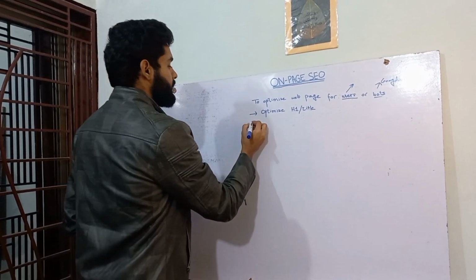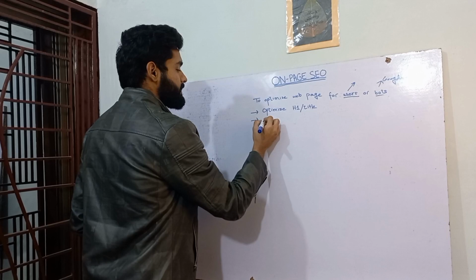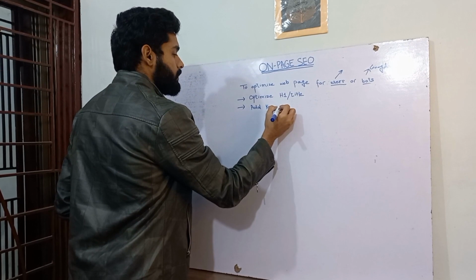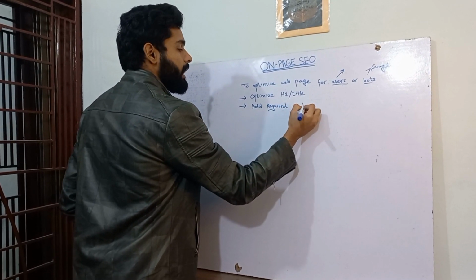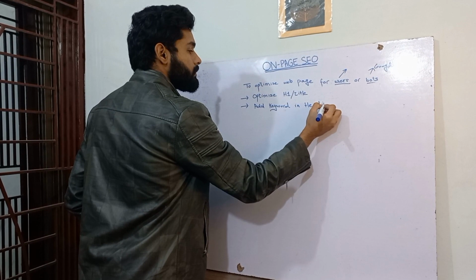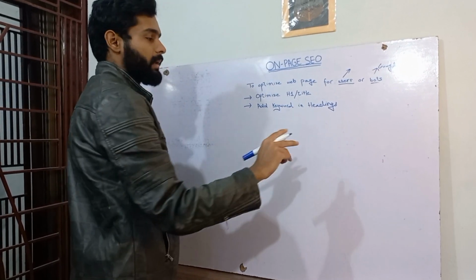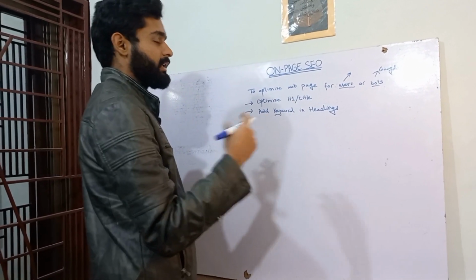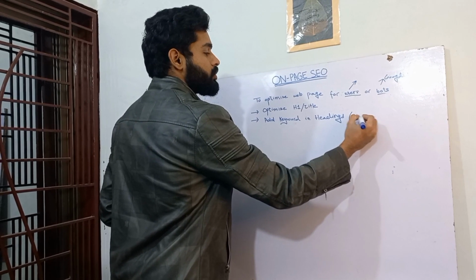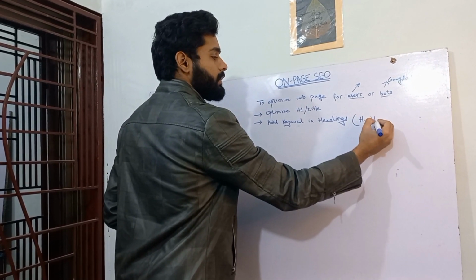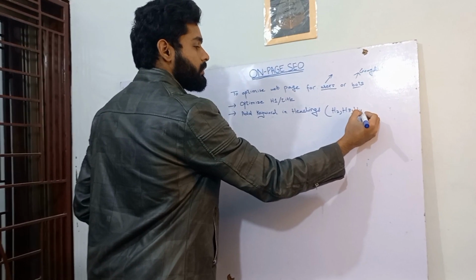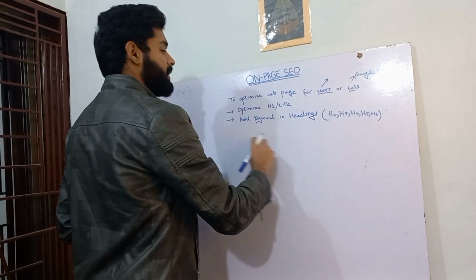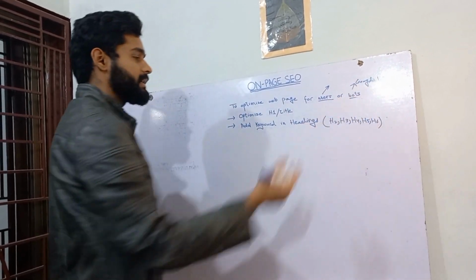The other thing is to add or optimize keywords in headings. You have to put your main keyword or any query, such as what is on-page SEO, in H2, H3, H4, H5 and H6. By putting your keyword in these headings, you can optimize your content.